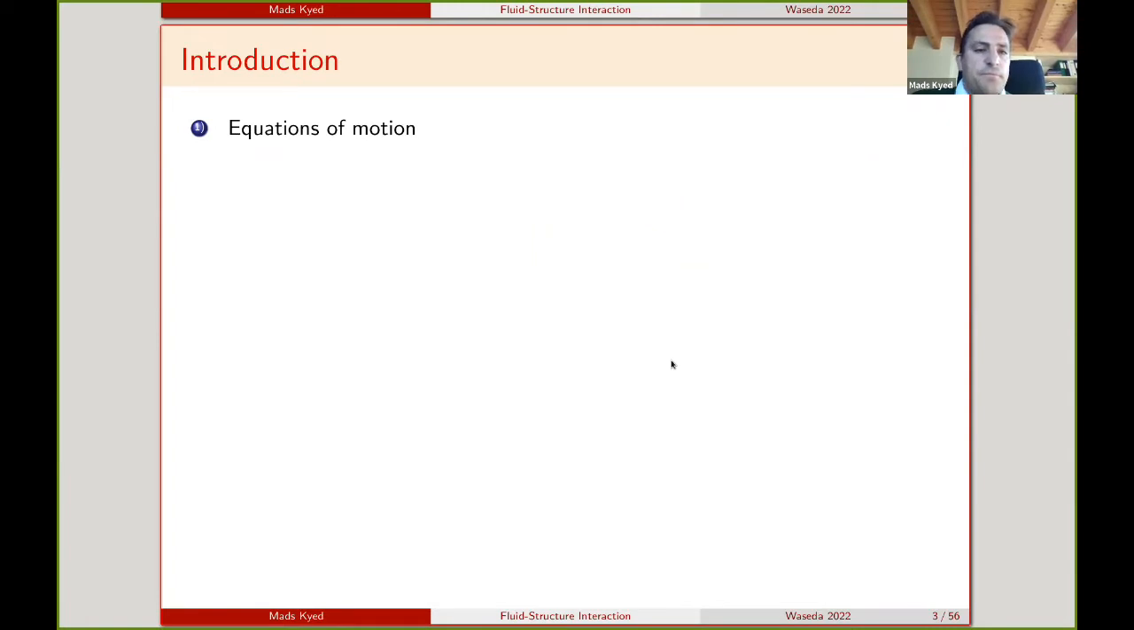So what will I be talking about in the next hours, and of course also next week? First of all, I would like to derive equations of motion describing fluid structure systems. This includes deriving equations of motion for the elastic part and for the viscous fluid part, and then, of course, for the whole system, the fully coupled fluid structure system.